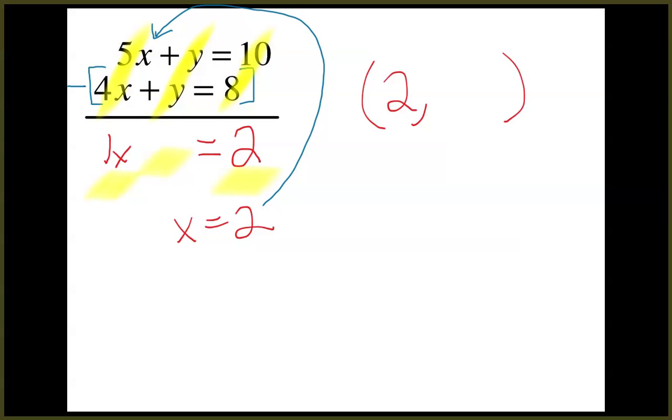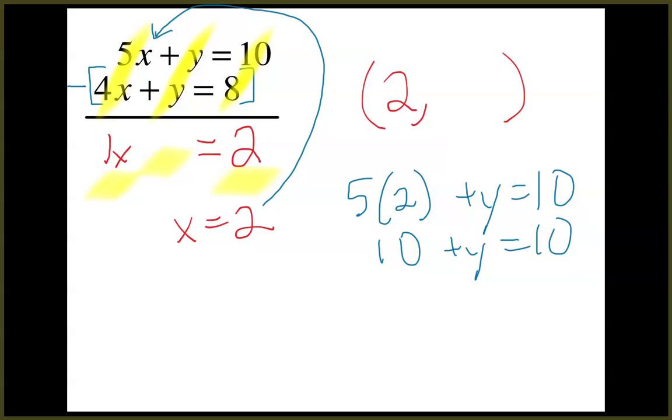So we're going to do 5 times 2 instead of 5 times x plus y equals 10. And we know what 5 times 2 is. It's 10. 10 plus y equals 10. Oh, y must be nothing. Y must be 0 if 10 plus y equals 10.